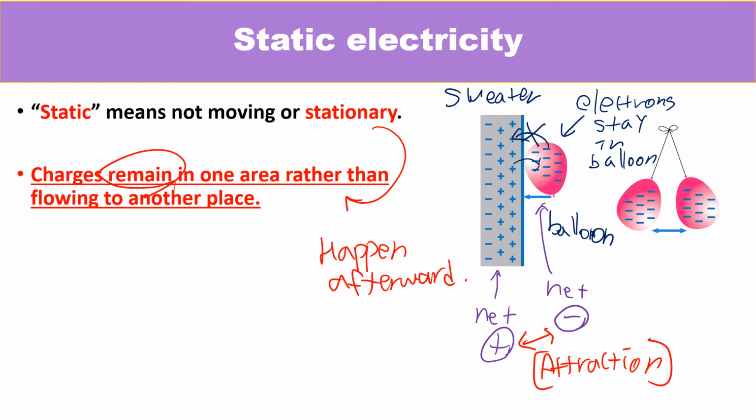Obviously, if someone touched that sweater, you're going to be zapped. And that will make it neutral again because another jumping happened.